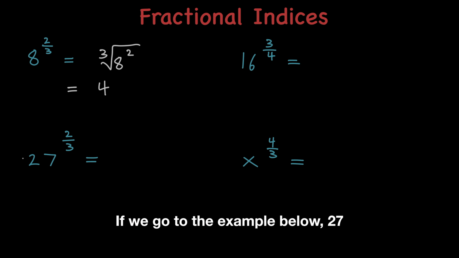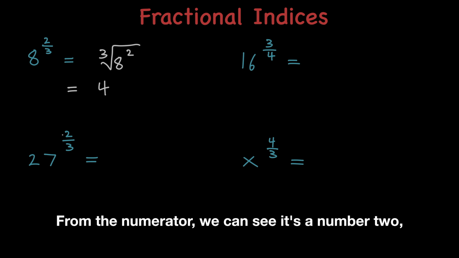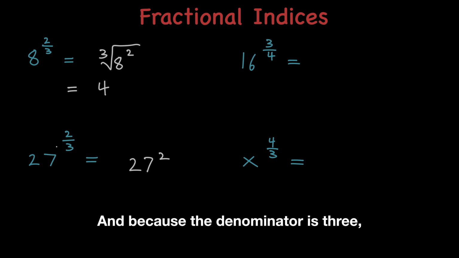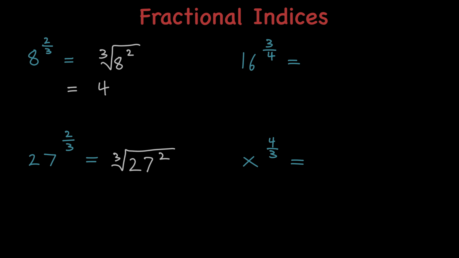If we go to the example below, 27 to the power of 2 on 3. From the numerator, we can see it's a number 2, so we have 27 squared. And because the denominator is 3, we're finding the cube root of that 27 squared. And the answer to that is 9.